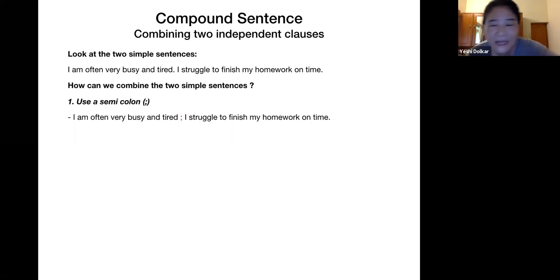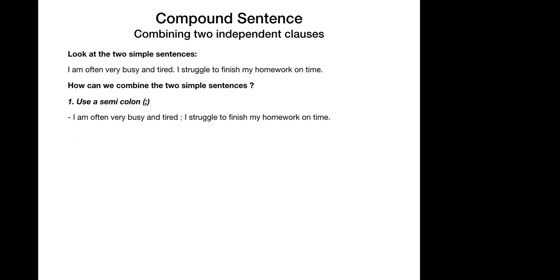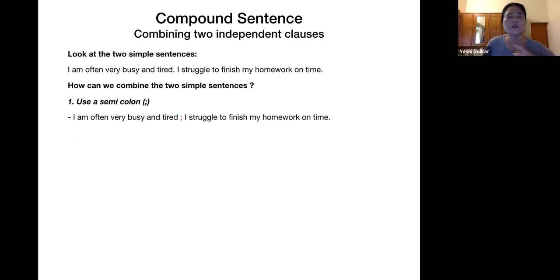The meanings have a connection there. That is why you can use a semicolon. That is why you can combine them. If they don't have any connection, don't combine. You connect simple sentences that are connected in meaning. If they are connected in meaning, then combine; otherwise, no need to combine. All right. So how do you combine?